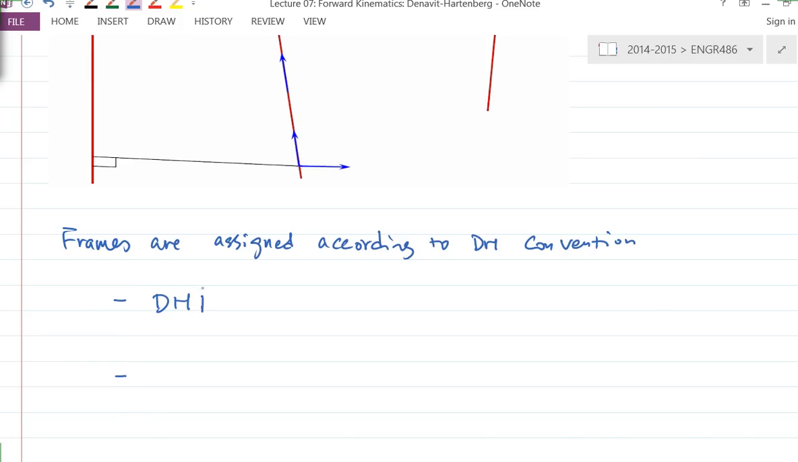Number one constraint, DH1: this x_i needs to be perpendicular to z_(i-1). Which means when you assign the direction of x_i, it has to be perpendicular to the previous z_(i-1) axis. That's DH1. And DH2: x_i intersect z_(i-1) cannot be 0. Basically, the x_i axis has to intersect the z_(i-1) axis. Now clear? So you have x_i not only perpendicular to, but also intersecting z_(i-1). If your assignment of the frames does not satisfy these two constraints, there will be some potential problems.